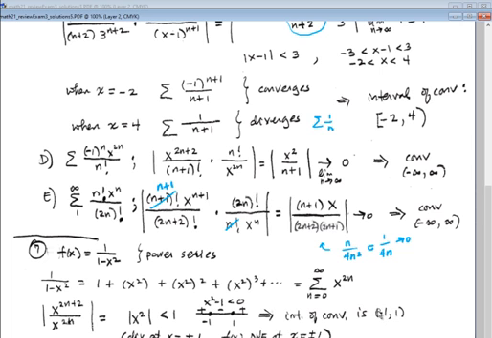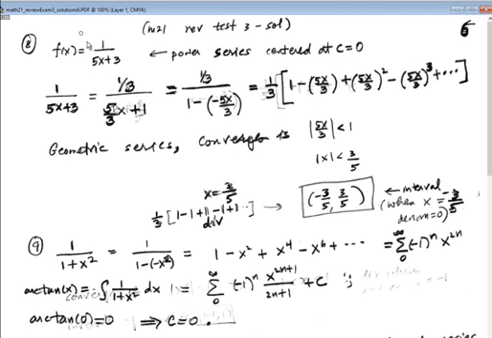Okay, number 8, we want the power series of this centered at c equals 0. Now we don't have to use the Taylor series formula. We can use 1 over 1 minus r. This is 3, and we want that to be equal to 1. So start by dividing top and bottom by 3.